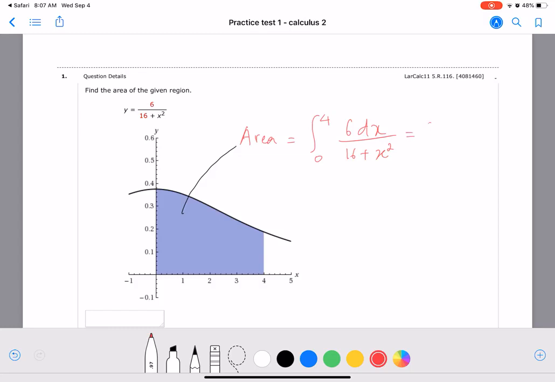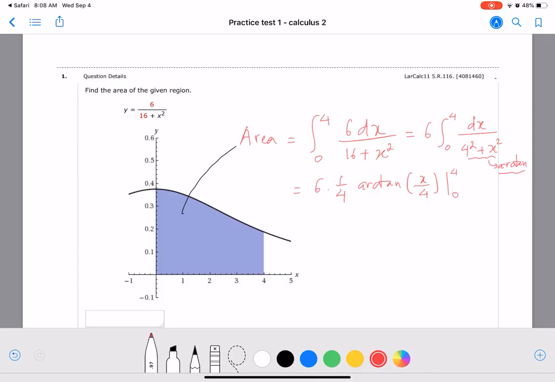And this is equal to 6 times the integral from 0 to 4 of dx over 4 squared plus x squared. I write 4 squared plus x squared because we have a formula for that. So you write 6, and then you apply the arctangent formula, right? You can check in the formula sheet. That is 1 over a arctangent of x over a, which is x over 4, and this is evaluated from 0 to 4.